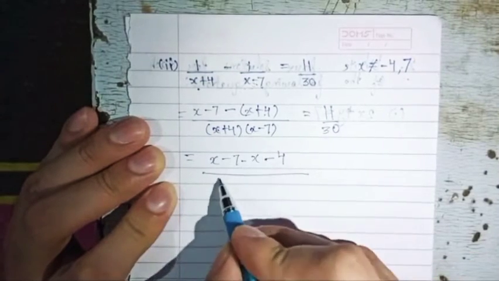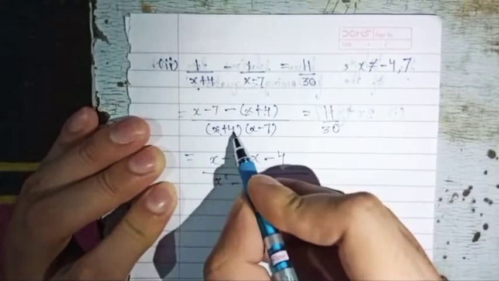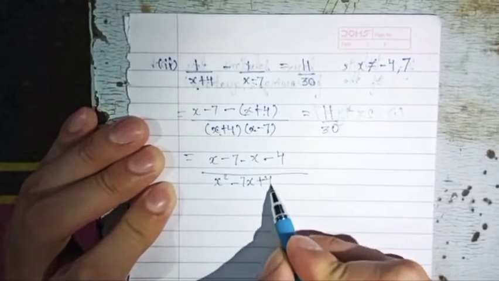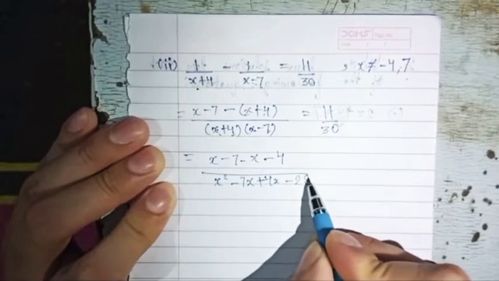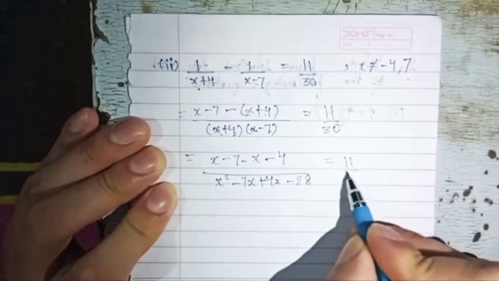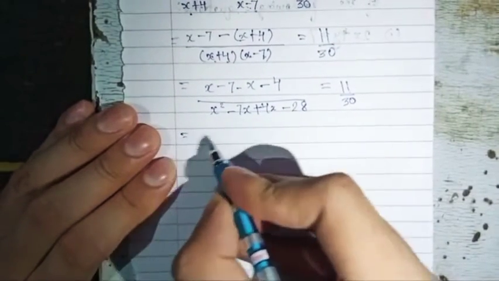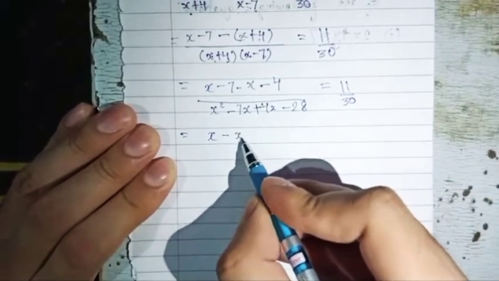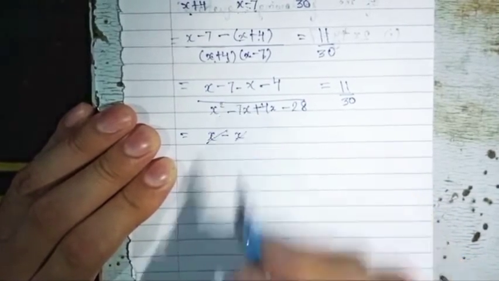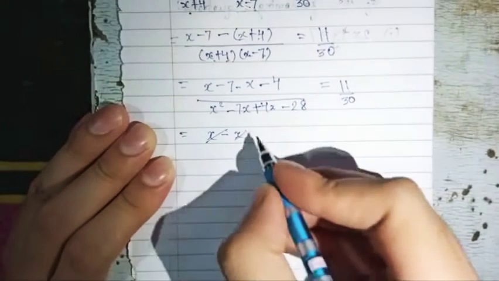So x into x becomes x square, x into minus 7 is minus 7x, 4 into x becomes plus 4x, and 4 into minus 7 will become minus 28. It is equal to 11 upon 30. Again simplifying, x minus x cancel out, and minus 7 and minus 4 will become minus 11.